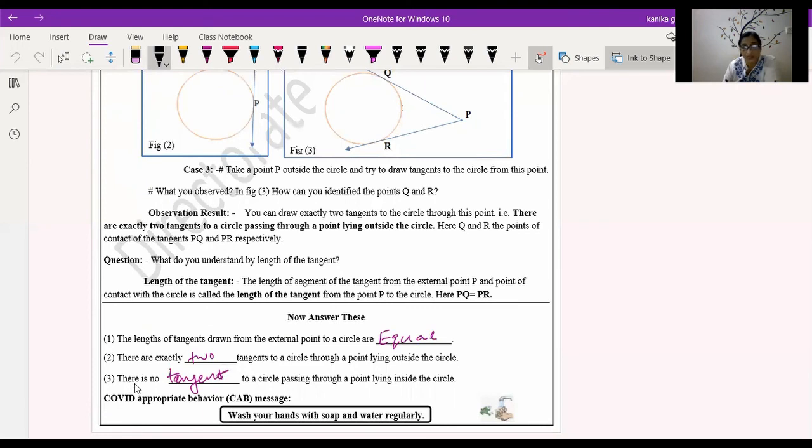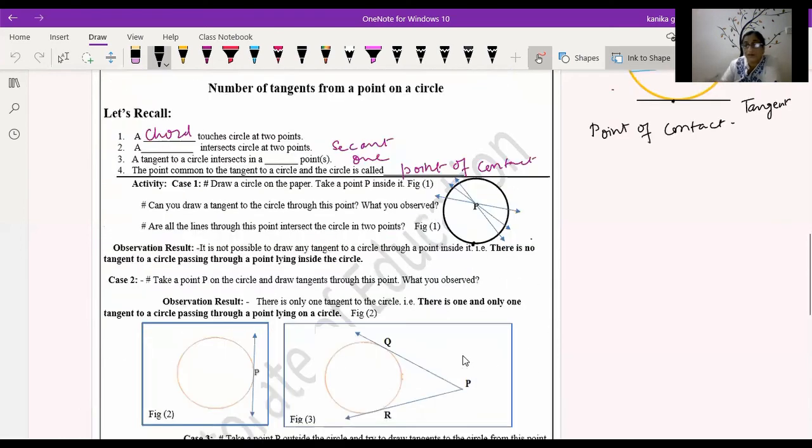Now there is no tangent to a circle passing through a point lying inside the circle. Now here we observe that this is the point P that is inside the circle. So we observe that there is no tangent to the circle. So I think you must understand it.